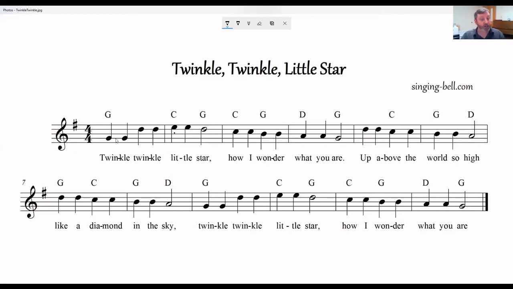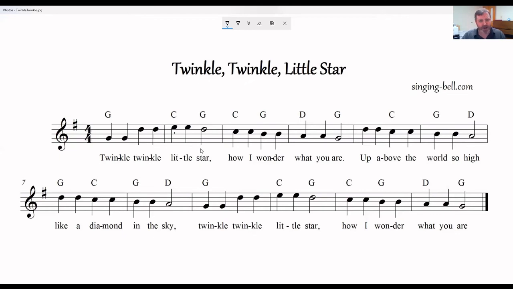Remember that a quarter note is worth 1 beat. How many quarter notes do you see in the first section of music, or first measure of music, that we have right here? 1, 2, 3, 4. That's exactly what we want to have, 4 beats in each measure.